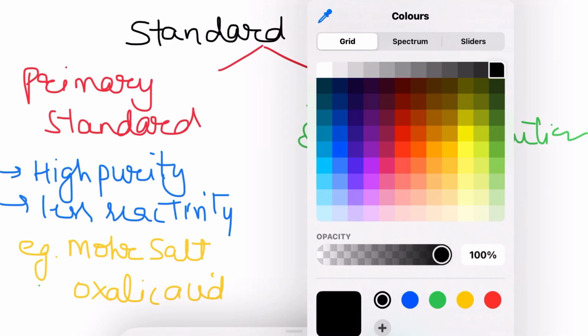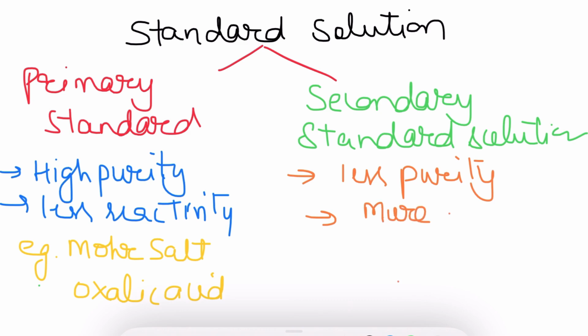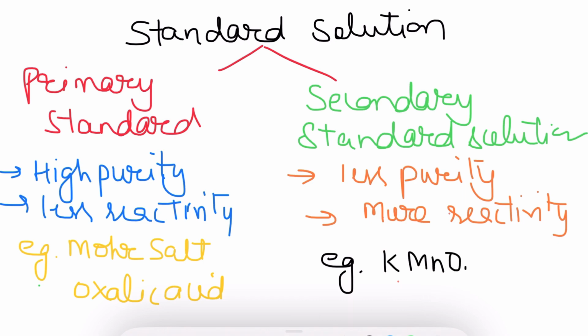Whereas secondary standard solutions have lesser purity and more reactivity. An example here we take is potassium permanganate. So in our redox titration, potassium permanganate behaves like a secondary standard solution, whereas Mohr salt or oxalic acid, the two are primary standard solutions.